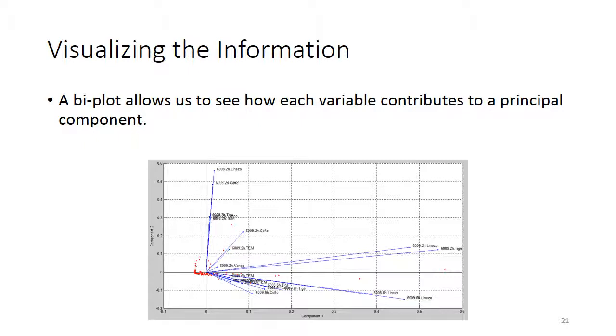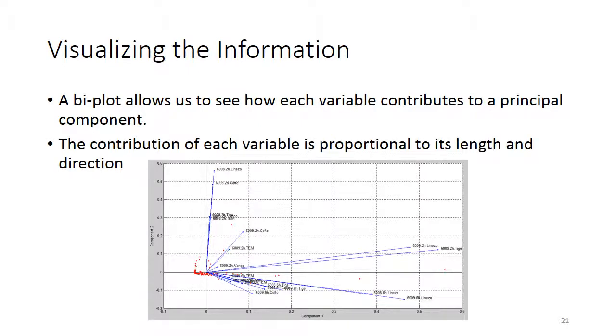So here we can see this factor here greatly contributes a lot to the first principal component, as it's quite long in the x-axis, but not very much to the second principal component, as it's quite short in the y-axis. Whereas here, this factor here contributes a lot to the second principal component, but not very much to the first principal component.